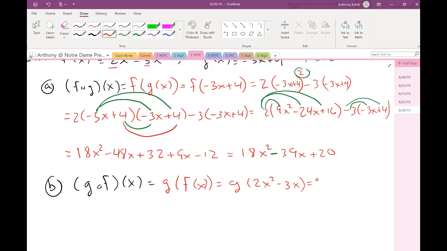So that's g of 2x squared minus 3x. I'm going to go ahead and rewrite my g of x, but wherever there's an x, I'm going to put a parenthesis, and then I'll write that expression for f of x in the parenthesis. All I have left to do now is to simplify. To simplify this, all I need to do is distribute, some kind of multiplication.